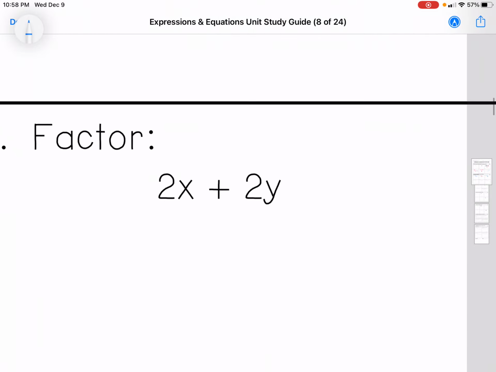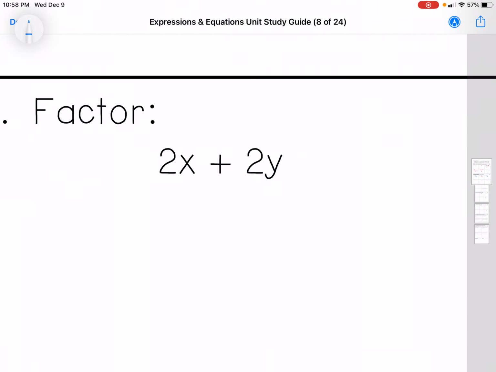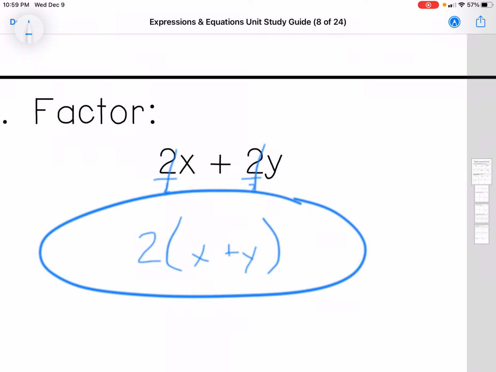Alright, this one says to factor. That means we have to take something out. What can we take out of both of those? A 2. So when you take out a 2, what's left? X. And when you take out a 2, what's left? Y. That's your answer. Okay?